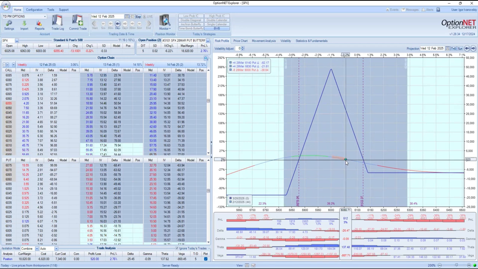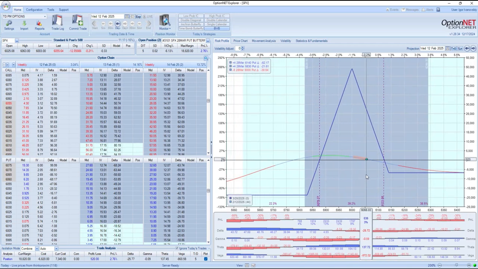Let's remember, we paid around $17 debit for this trade to put it on, which means we have $1,700 worth of risk. That's a debit that we paid to put this trade on. So $1,700 per one contract is at a potential loss if we do nothing as the price moves away from the tent to the upside.